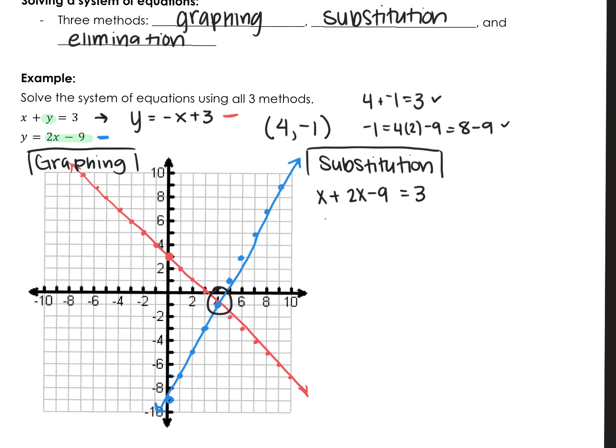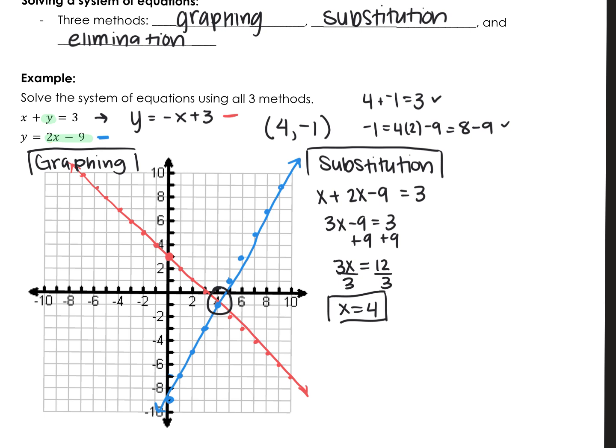I'm going to combine like terms. I'm going to get 3x minus 9 equals 3. I'm going to solve for x, add 9. 3x equals 12. Divide by 3. I get x equals 4, which does match up with what we got when we graphed it, so we know we're on the right track.